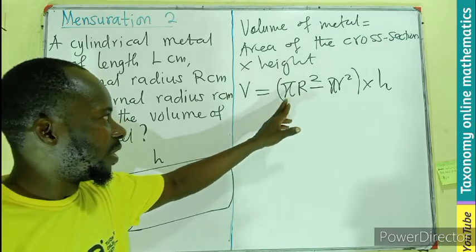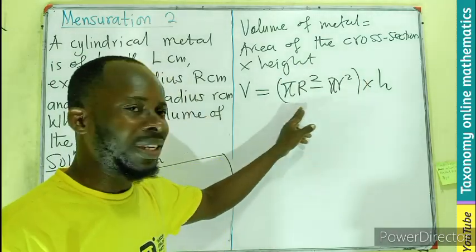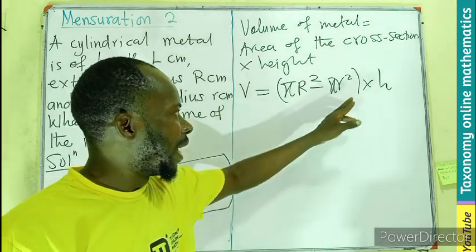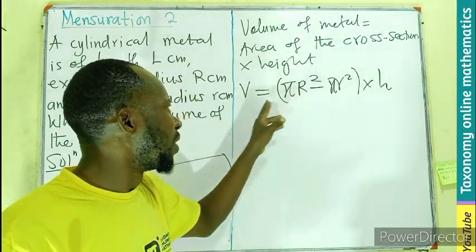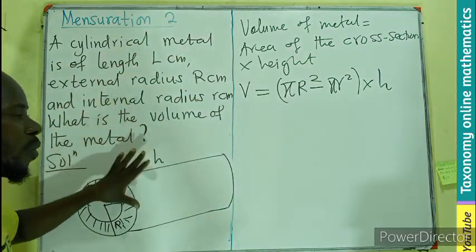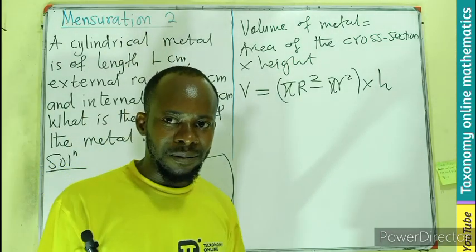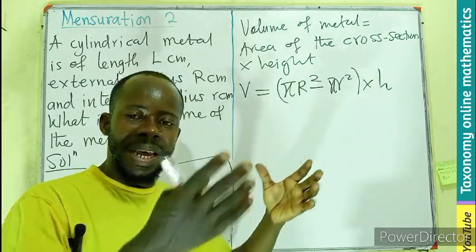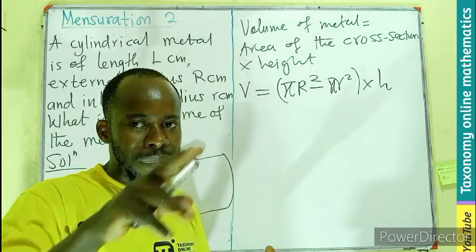You can see, this is going to be the area of the cross section, the thickness of metal being employed or being used, times the height. So this becomes the volume. If you want to find the volume of any cylinder that is having a thickness, the cross section is going to be the area of the bigger circle minus the smaller one.